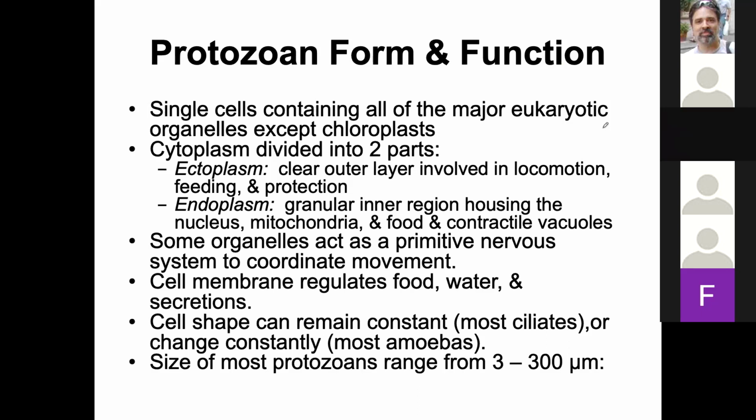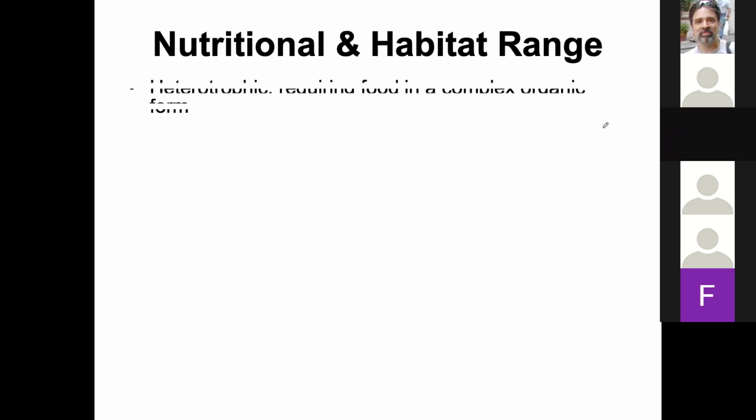Most protozoans are between 3 and 300 micrometers, which means you could see them with a light microscope, even on low power. Giant amoebas can be between 3 and 4 millimeters, which is quite large, right?